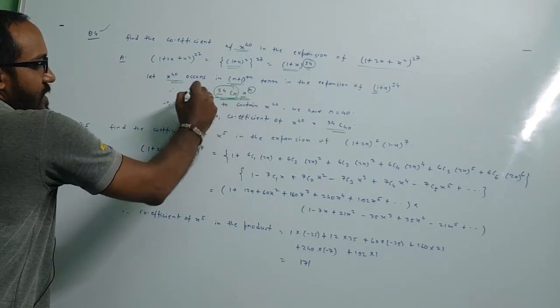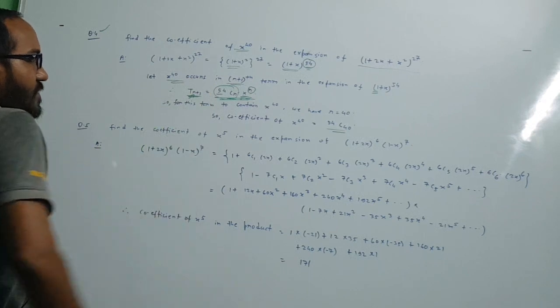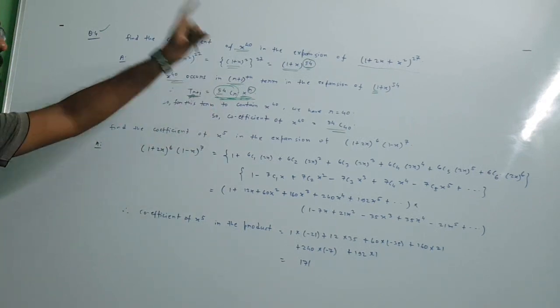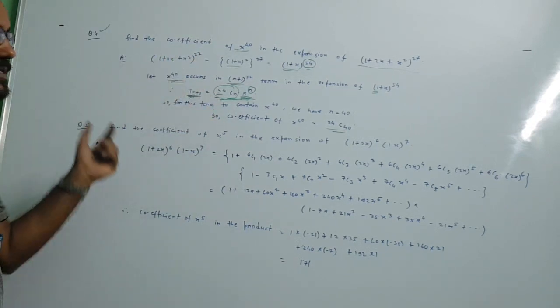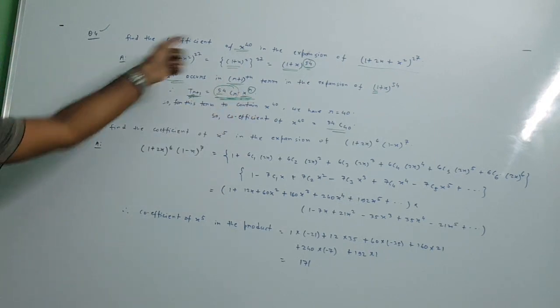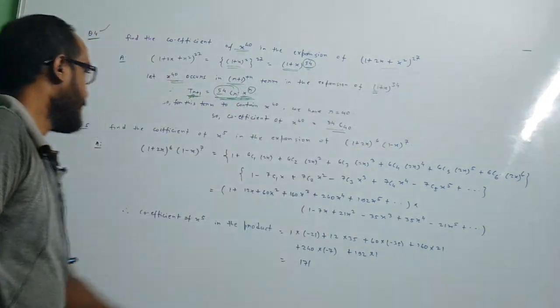Coefficient of x to the power 40. That means whatever remains except x to the power 40 is your coefficient of x to the power 40 in the general expression of this term.